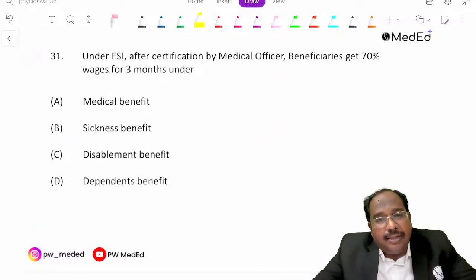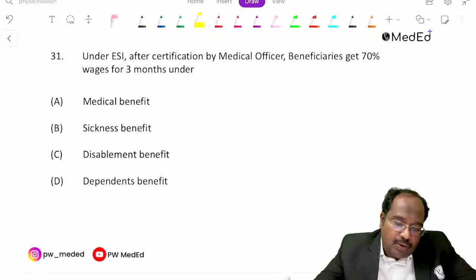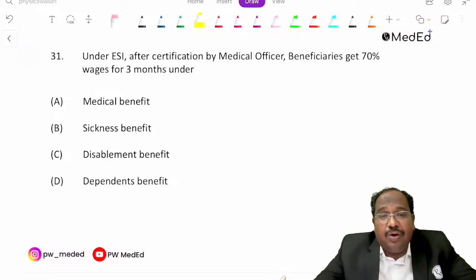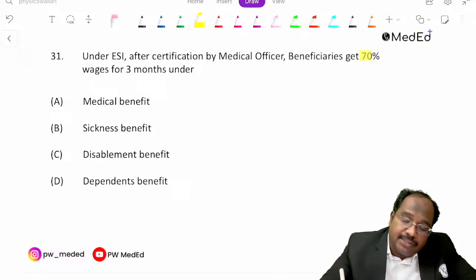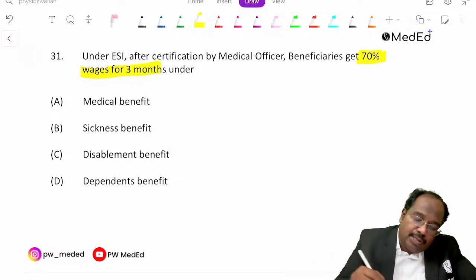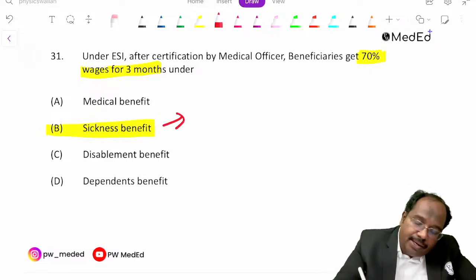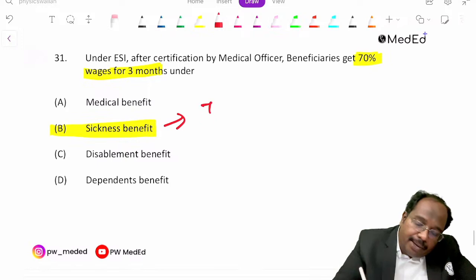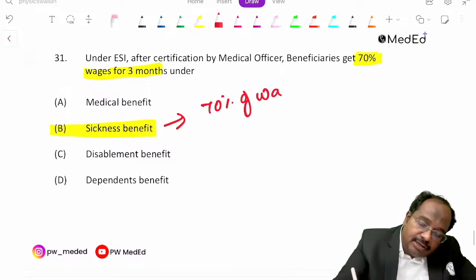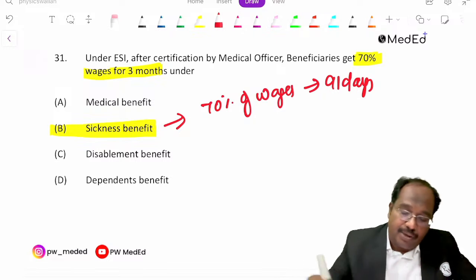So we are in occupational health. Under ESI, the Employee State Insurance Scheme, the beneficiaries can get up to 70% of wages for 3 months under which benefit? This is the question. 70% of wages. So 4 benefits we should know. The answer is sickness benefit. If a worker gets sick, they will be paid 70% of wages for 91 days.